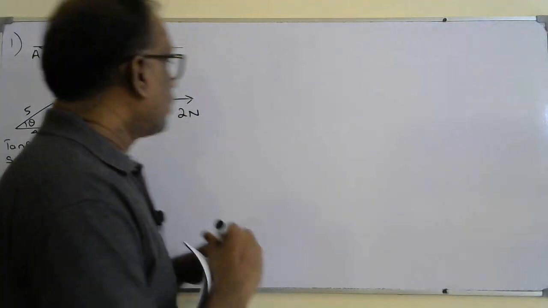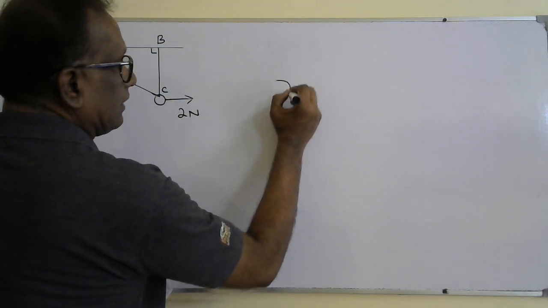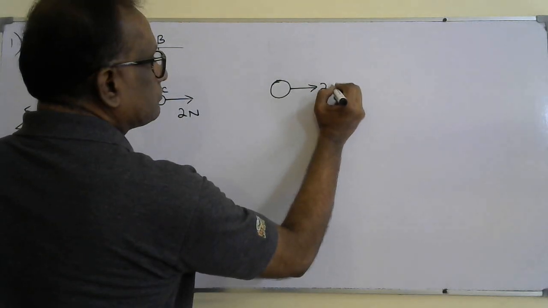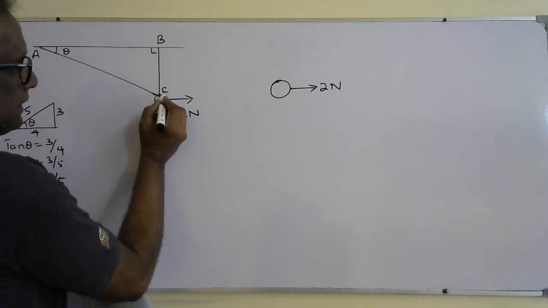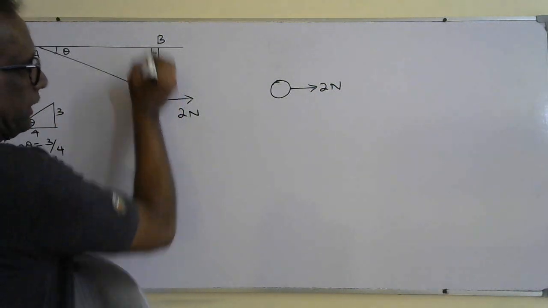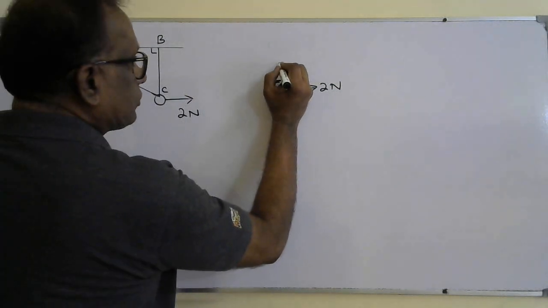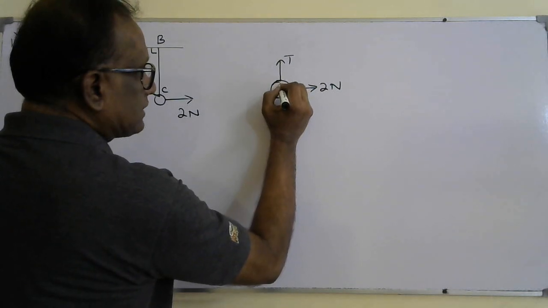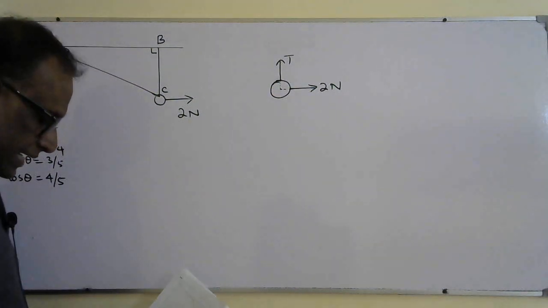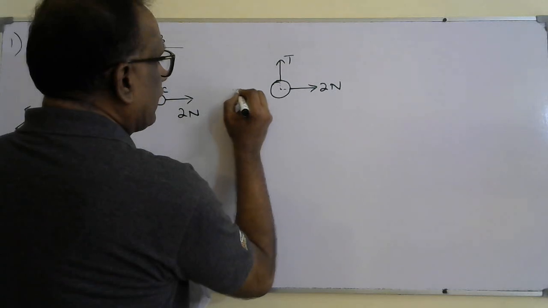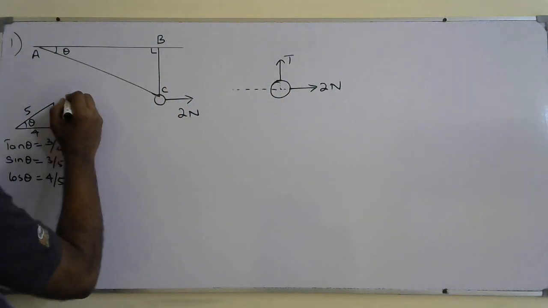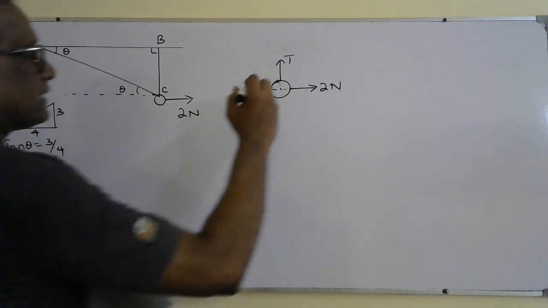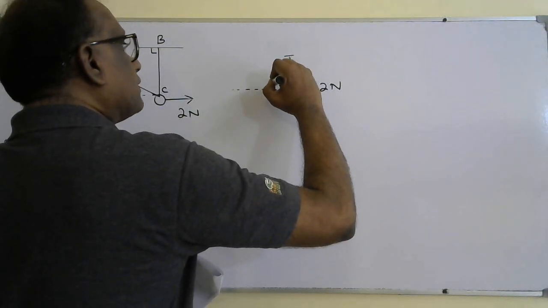So if I draw the ring here, again this is the ring. So there is a horizontal force 2 Newton. The tension, this part of the string is pulling the ring upward direction, so there will be a tension vertically up. This is horizontal, inside there should be 90 degree. And there is a tension with horizontal line. This is theta, alternative angle. So there is a tension from this part.